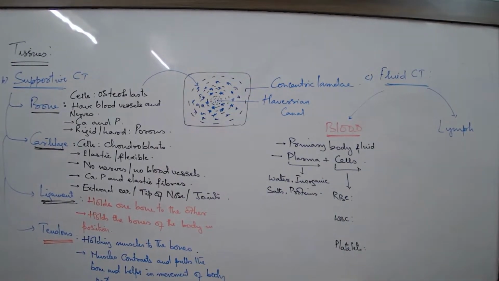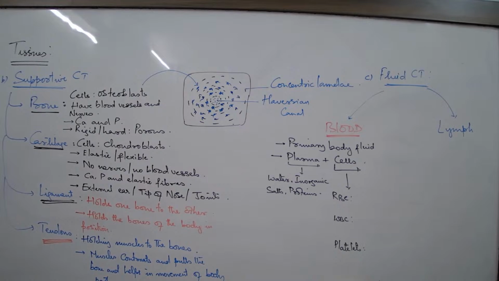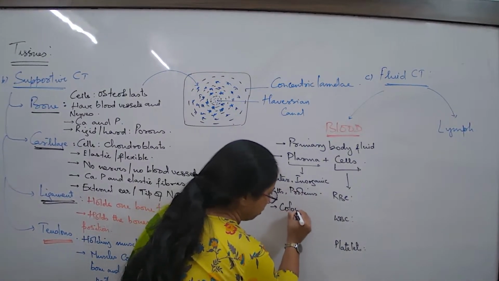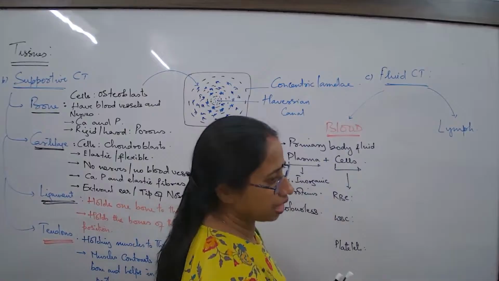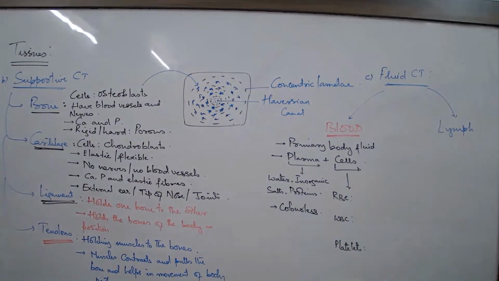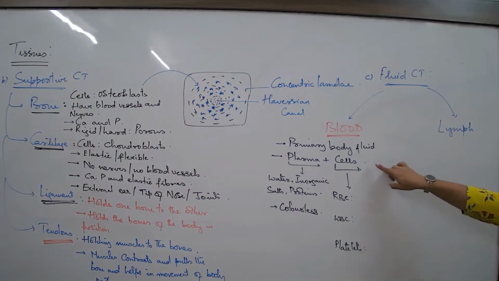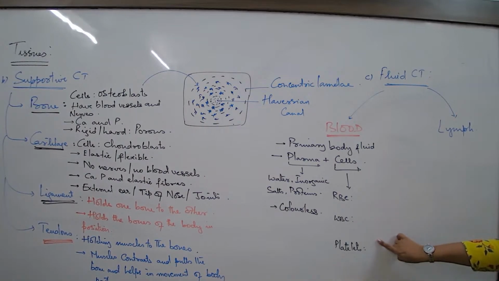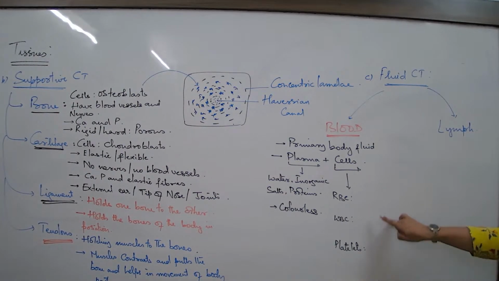Blood is a connective tissue. The primary body fluid that we have is red in color, but the fluid part of the blood, known as the plasma, is colorless. Plasma is colorless, so why is the blood red in color? Because of some other feature. So now I talk about the cells. The three types of cells of the blood are RBCs, WBCs, and platelets.